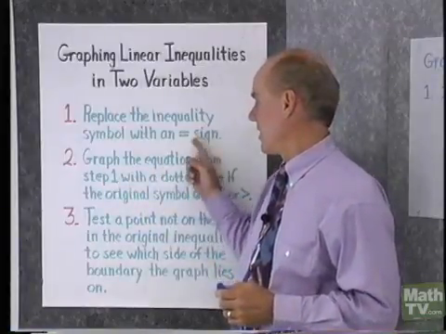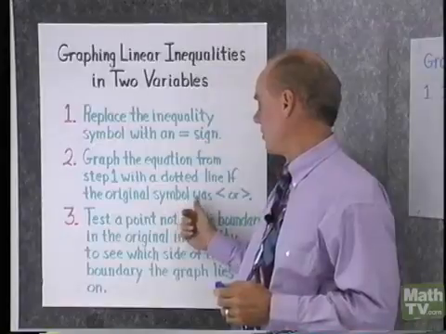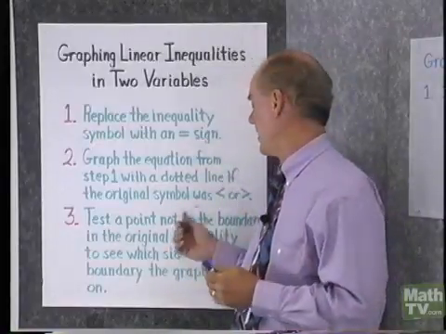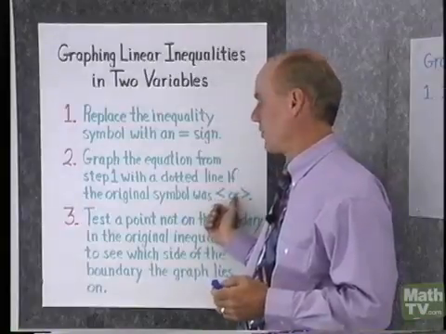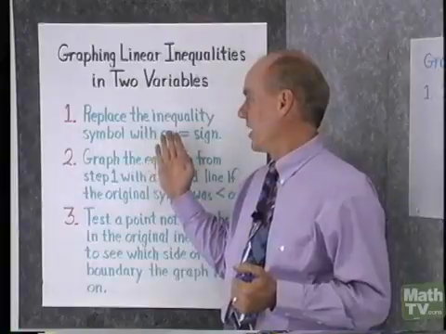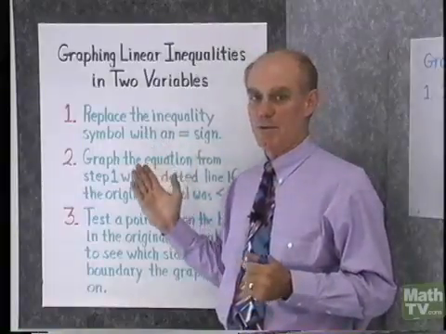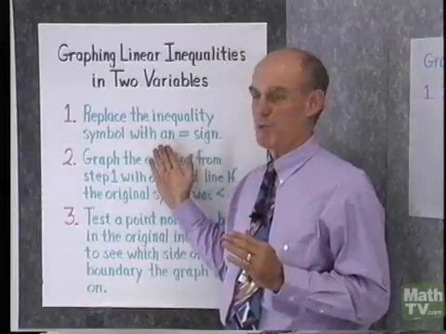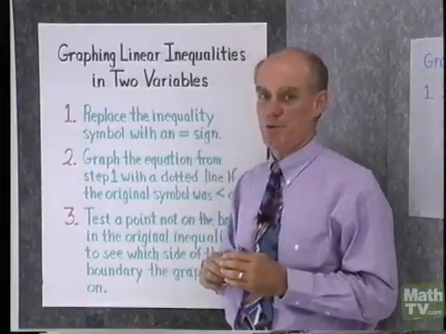Graph the equation from step 1 with a dotted line if the original inequality symbol was less than or greater than, and with a solid line if it's less than or equal to or greater than or equal to. You'll see when we get to the first example that this will make a lot more sense. But all these inequalities that we're going to graph will give us a region of the coordinate plane. The boundary for that region is what we get when we replace the inequality symbol with an equal sign.